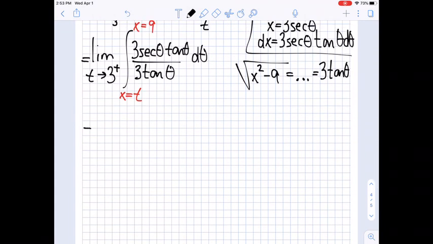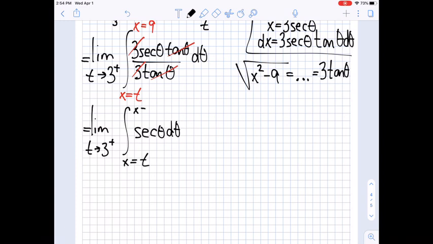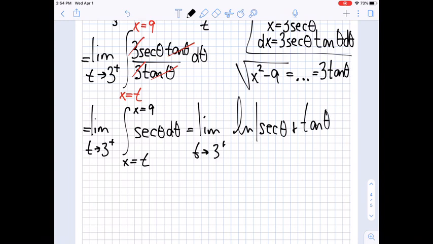So fine, we're going to simplify, and then we can integrate. Let's get rid of the 3. Let's get rid of the tan thetas. And all that we end up with is limit as t approaches 3 from the right, integral of just secant theta d theta from x equals t until x equal to 9. The antiderivative here for secant theta we know. So we're going to get ln absolute value of secant theta plus tan theta. And we're going to be evaluating that from x equals t until x equal to 9.